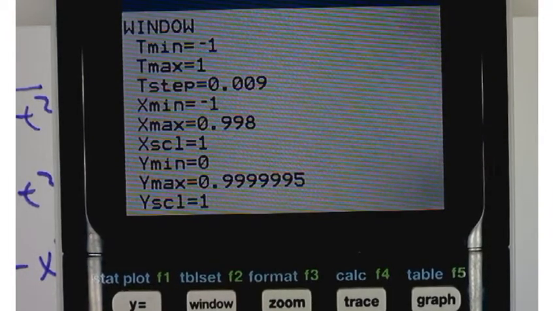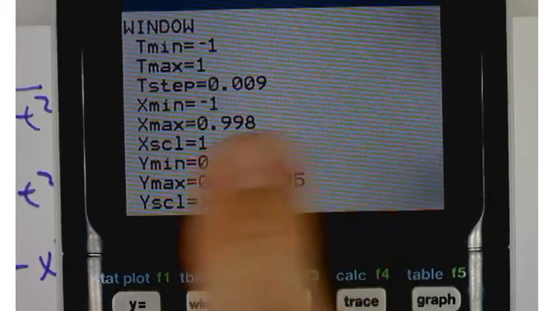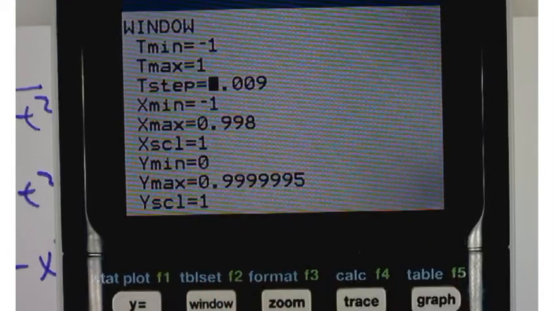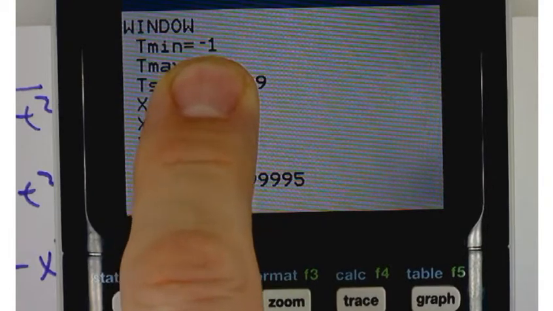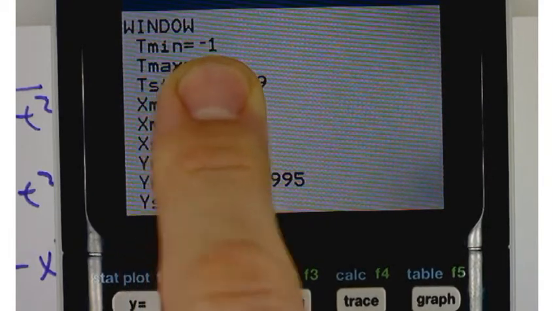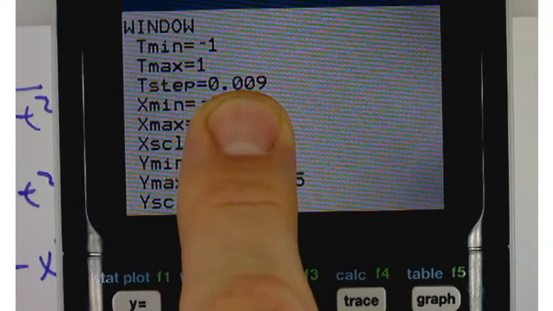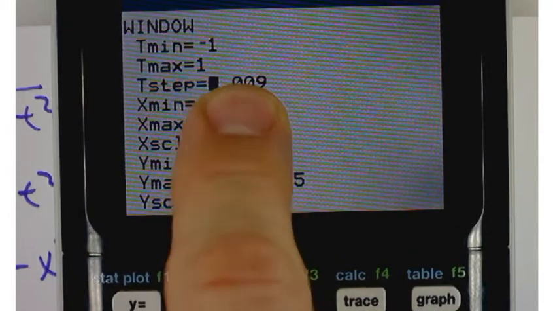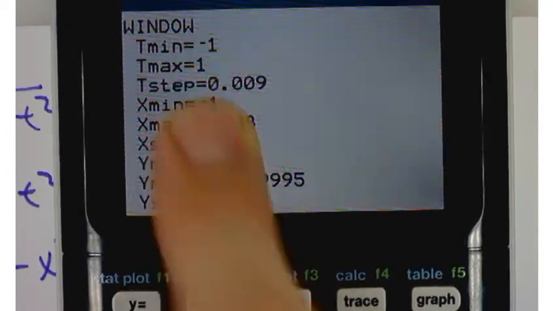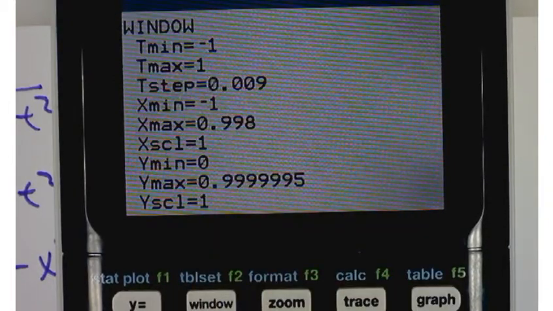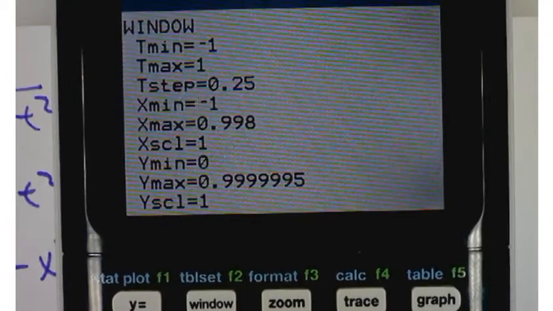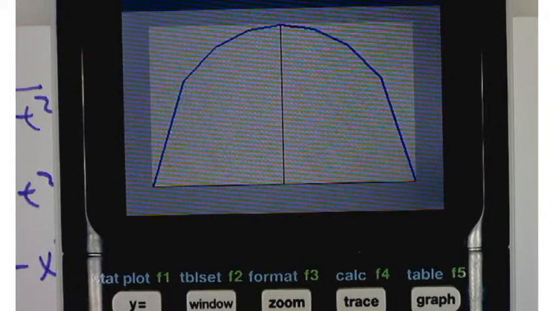It's a good question. T-step for me is 0.009. So what happens is that your calculator starts out at t equals negative 1, plots a point, adds this value, plots another point, and keeps going up until it gets to positive 1. So you don't want this to be too small. You don't want it to be too big. Let's go with it too big at the first. So if I did t-step is 0.25, it doesn't give me a real good graph, right? That's a little too much.